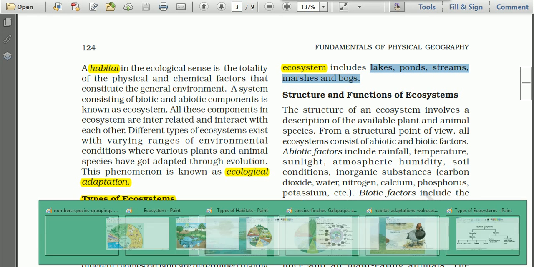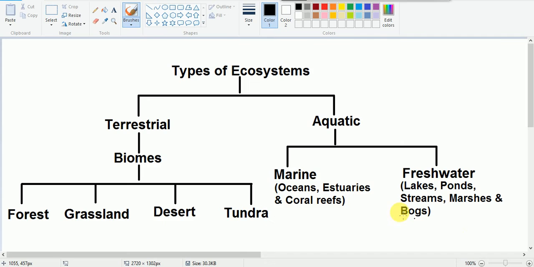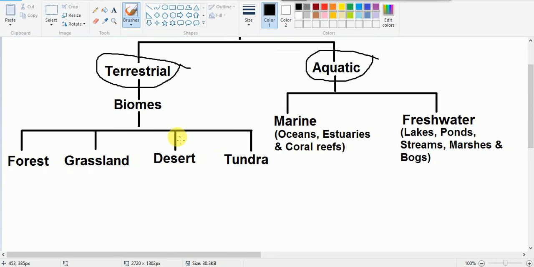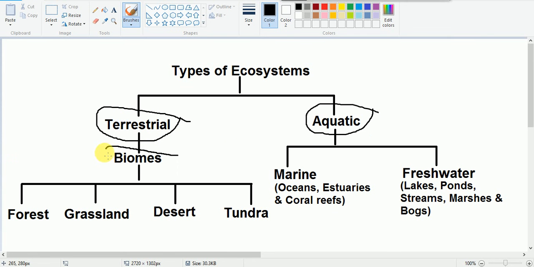So I have presented the types of ecosystem in this way, as given in your book. We have two main types of ecosystem: terrestrial, that is land, and aquatic, related with water. The terrestrial ecosystem is divided into different biomes. We have four types of biomes: forest biome, grassland biome, desert biome, and tundra biome. And the aquatic ecosystem is again divided into marine ecosystem and freshwater ecosystem.